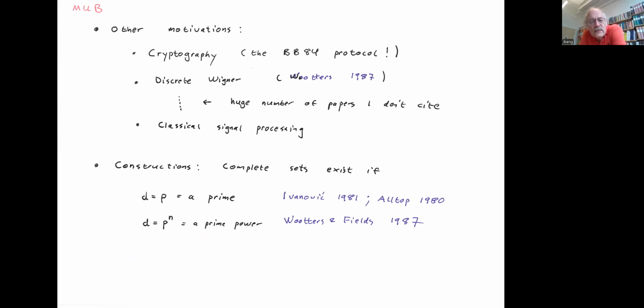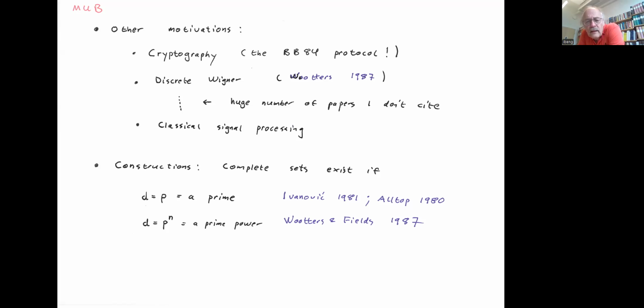And now the question whether you can actually have D plus one mutually unbiased bases in a given dimension. So if the dimension is prime, Ivanovic already in 1981 presented such a set, but it works only if the dimension is prime. Quite incidentally, it was later realized that a guy called Alltop, who was interested in classical signal processing, he was concerned with adaptive radar, had actually made a similar construction for prime D the year before. But anyway, everything is always discovered by somebody else.